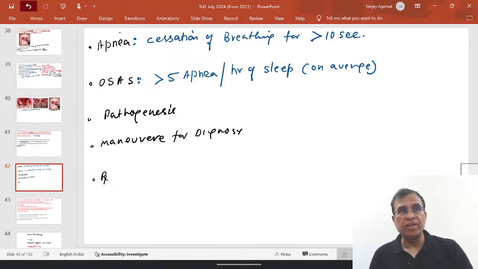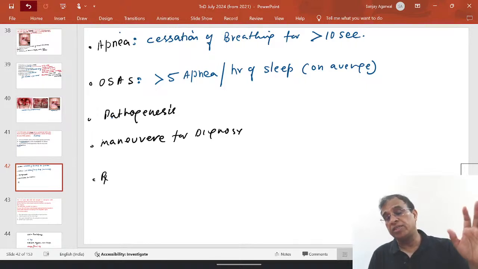So if somebody is having 30 apneas in 7 hours of sleep, then we don't call it OSAS. Okay. Now, less than 5 per hour is normal. 5 to 14 is mild. 15 to 29 is moderate, and 30 and more is severe. So there is mild, moderate, and severe apnea.